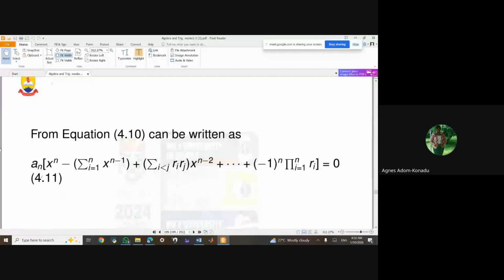Then I have the sum of all the roots. So I have a sub n outside, x to the power n minus the sum from i equal to 1 to n of r_i, times x to the power n minus 1. Please, I think there should be r_i here. So the sum of all the r_i's.